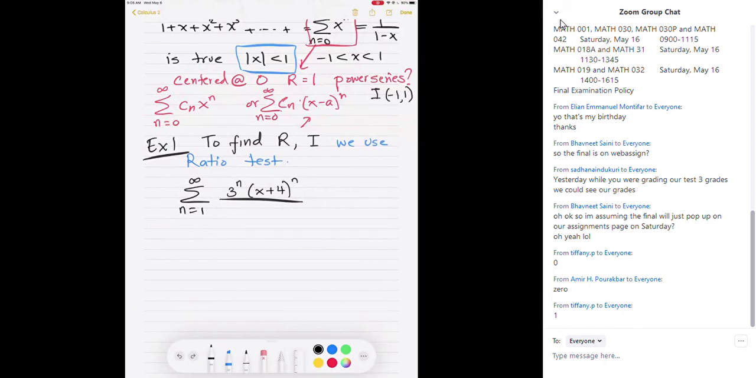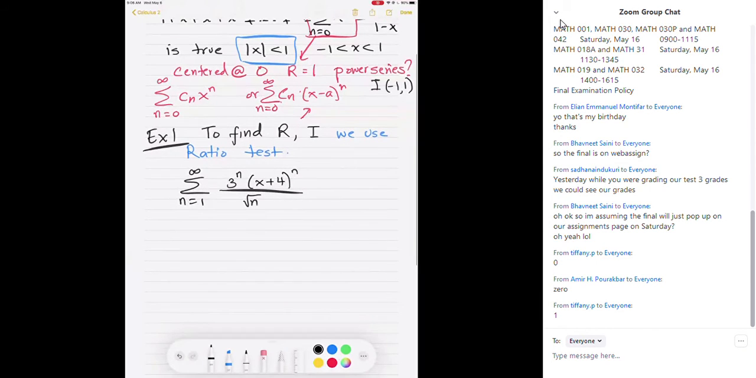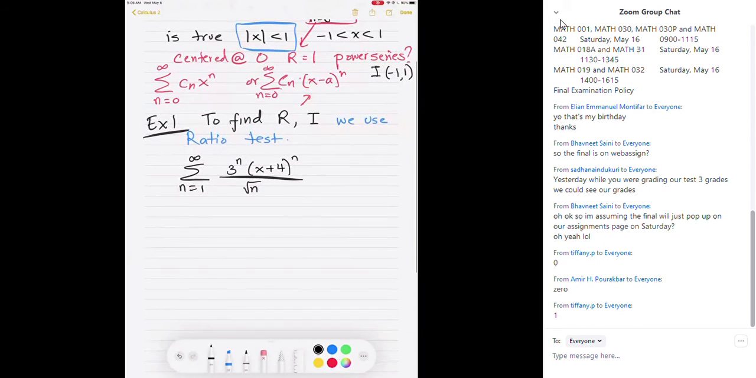Okay. So to just get an idea of this one, tell me this one is centered at, so you're going to fill in that blank for me. And I'm going to write it out just to get an idea of what's going on. So it is 3 to the 1, x plus 4 to the 1 over 1, 3 squared, x plus 4 squared over square root of 2. I don't even have to simplify. I just want to get an idea of what it looks like.